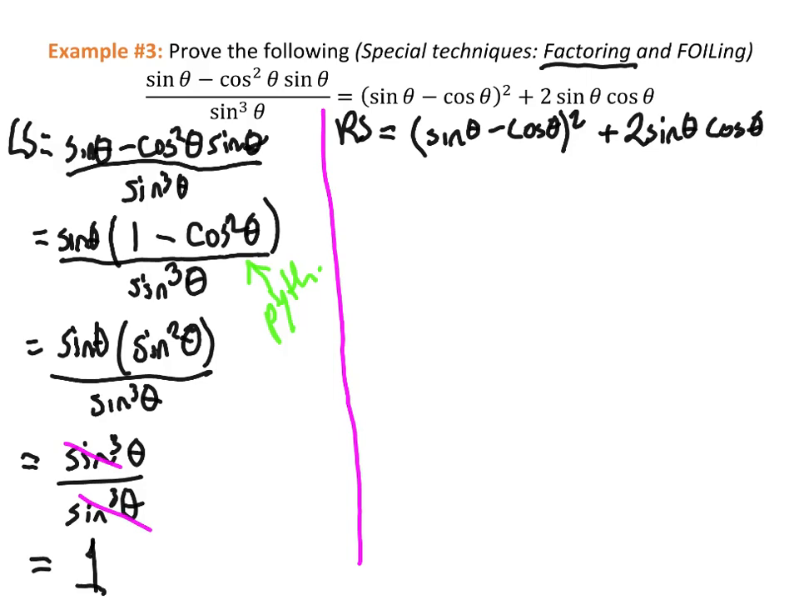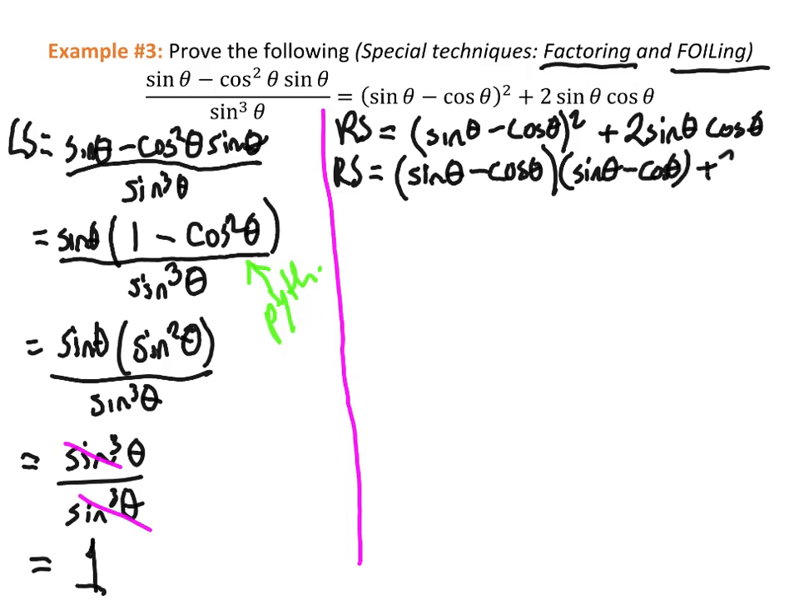Right now it doesn't look anywhere close to that. But on this side, we're going to use the technique of foiling. So if you see something like a sine theta minus cos theta, and then it's squared, that means I should probably FOIL this out. That's usually a good idea. So I'll write it out like this. Sine theta minus cos theta times sine theta minus cos theta. And then I've still got this plus 2 sine theta cos theta at the end here. So just write that in.